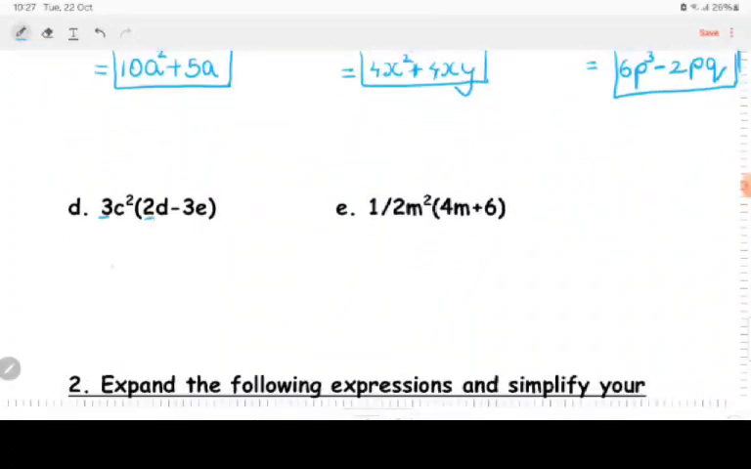Three into 2 makes it 6. C square into d makes it c square d. Remember children, when you are multiplying algebraic expressions, you don't take into consideration the degree or the difference in letter. Everything gets multiplied. 3 into 3 makes it 9, c square e.